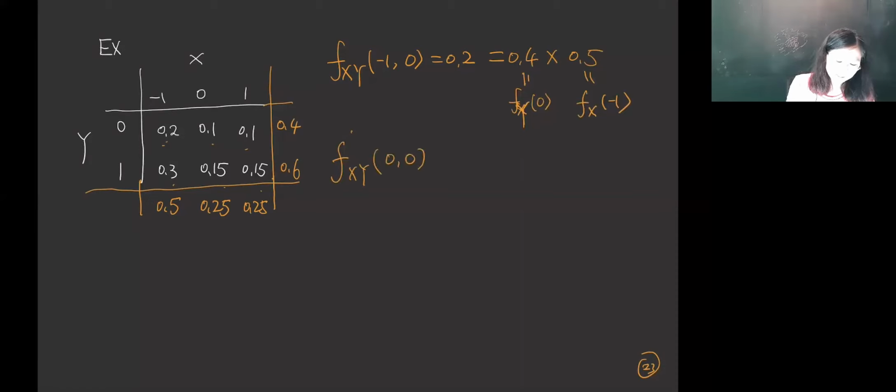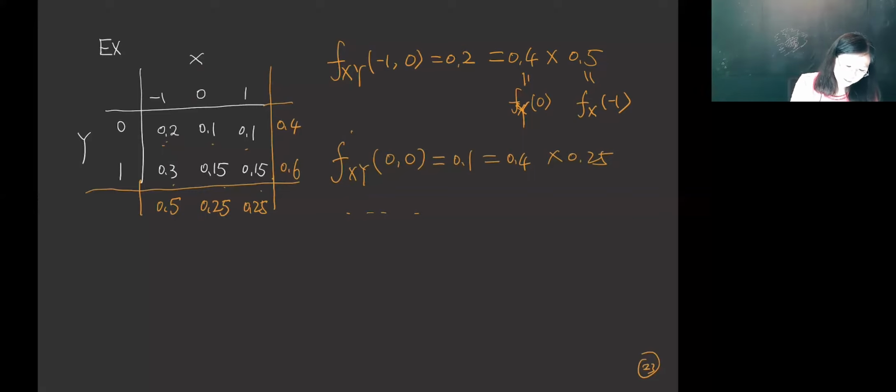f_XY(1, 0) is 0.1, and that equals the product of 0.4 and 0.25. Similarly, you can do this for all the 6 cells, and you can see all of them are equal. Another way to verify this is to look at the marginal PMFs.